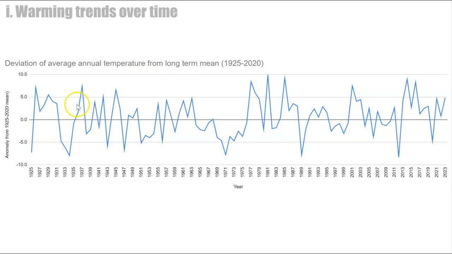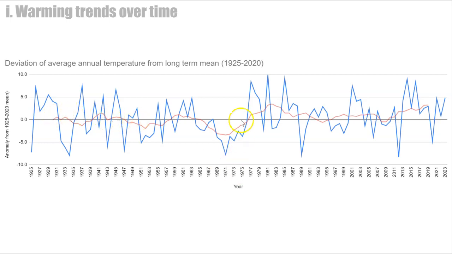This is the deviation of the average temperature from the long-term mean, so that's 1925 to 2020. That's the average temperature represented by 0 for that time period. If the line goes above it, it's above that average. If it goes below it, it's below that average. So what patterns do you see in this graph? Well, why don't we add in a trend line to help us to see this a little bit more?